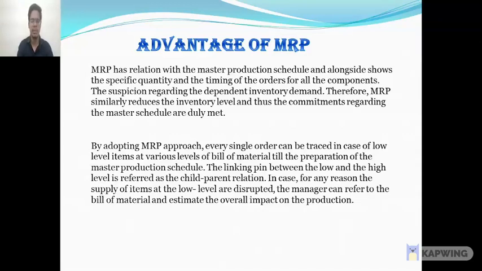By adopting the MRP approach, every single order can be traced in the case of low level items at various levels of bill of material till the preparation of the master production schedules. The linking pin between the low and the high level is referred to as the child-parent relation. In case, for any reason, the supply of items at the low level is disrupted, the managers can refer to the bills of material and estimate the overall impact on production.